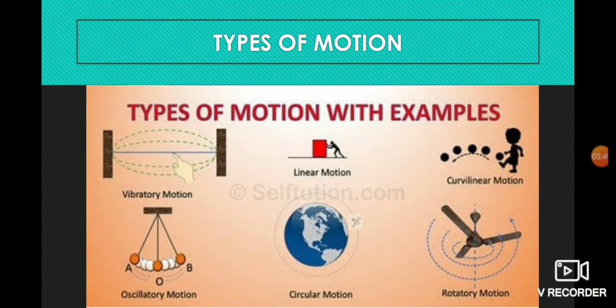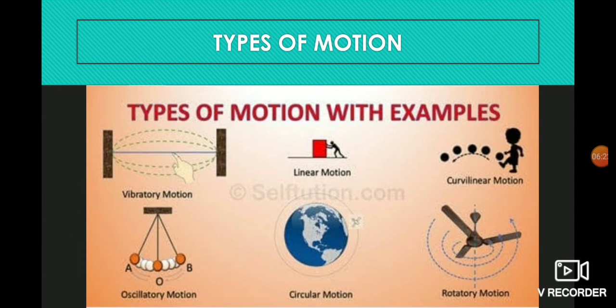Then you have the circular motion, an object moving in a fixed circular path, like the revolution of the earth around the sun. Then you have the rotatory motion, that is the blades of the fan moving along the axis, that is called rotatory motion. Then you have the curvilinear motion, a boy aiming to shoot a penalty. He makes the ball curve and goes into the goal post. That's a curvilinear motion, so a motion in a curved path.